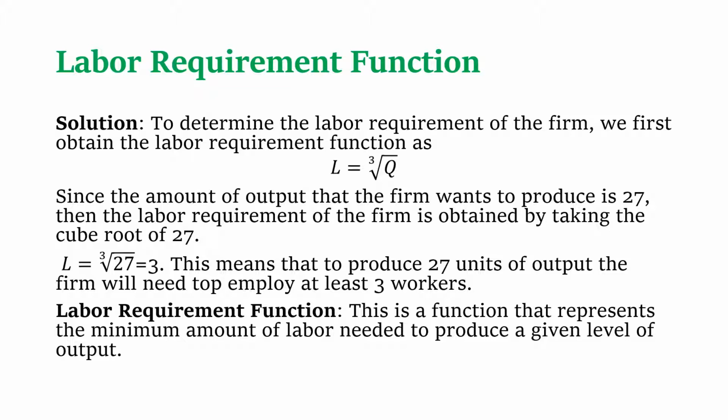Now this brings us to the definition of the labor requirement function. It is simply a function that represents the minimum amount of labor needed to produce a given level of output. Now the word minimum there should be noted. It is just the minimum amount of labor that is required to produce a given level of outputs. So the farm may need more, but that is the minimum amount that it needs. Okay?